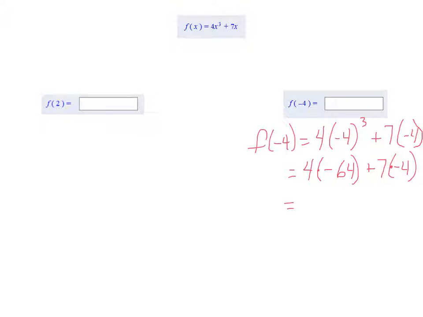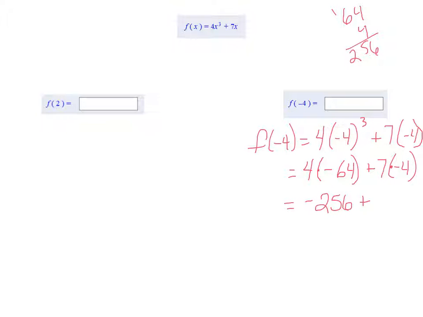So 4, oops, I should have done this ahead of time. I don't know, 4 times 64, I think it's 264. That doesn't seem right. Is that right? No, that's not right. Sorry. My calculator's not handy, so I'm going old school here. 256. Okay, so, but it's going to be a negative 256.